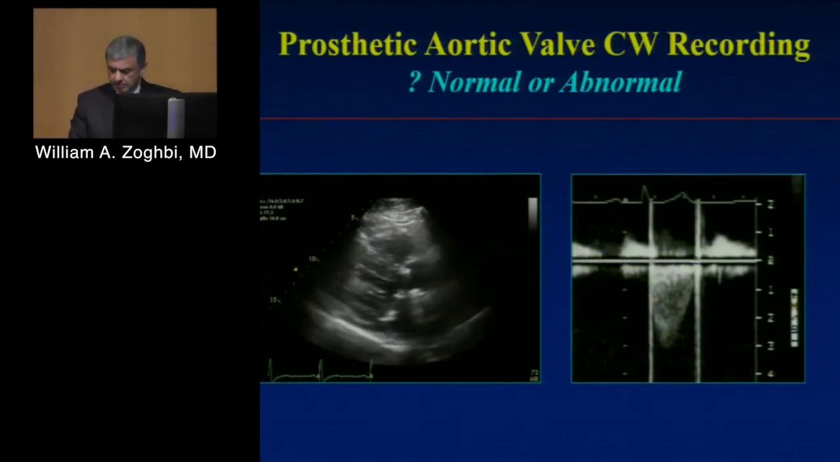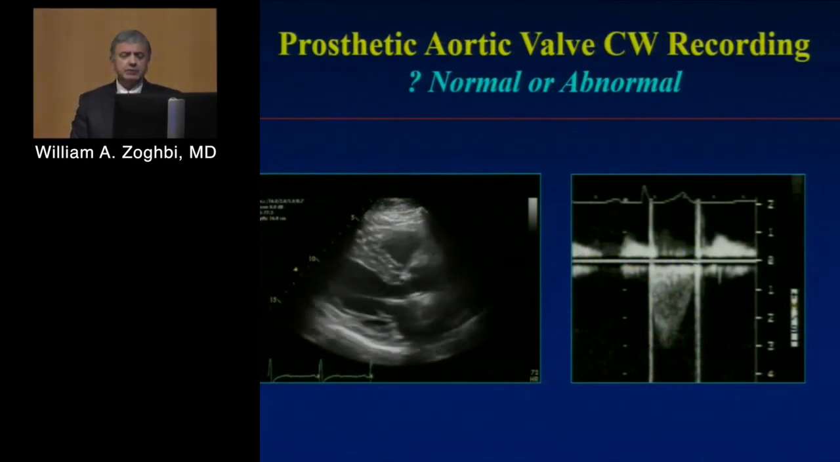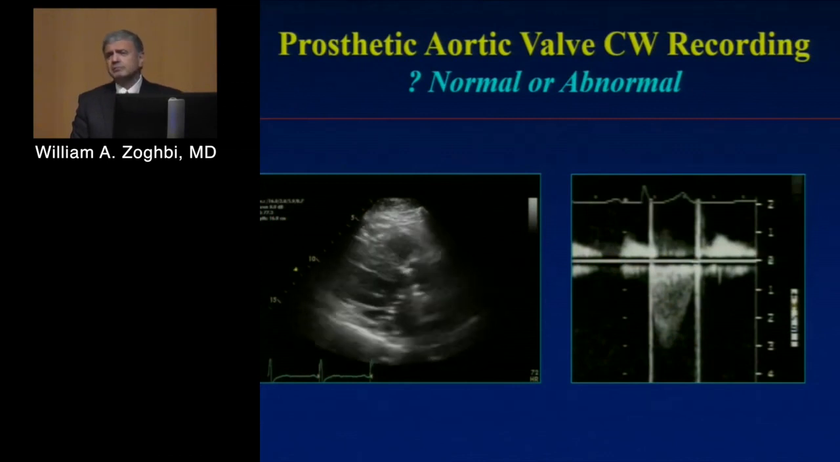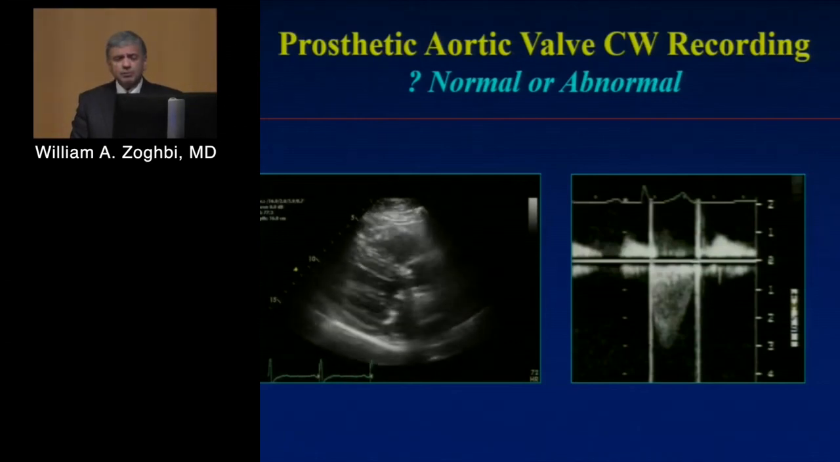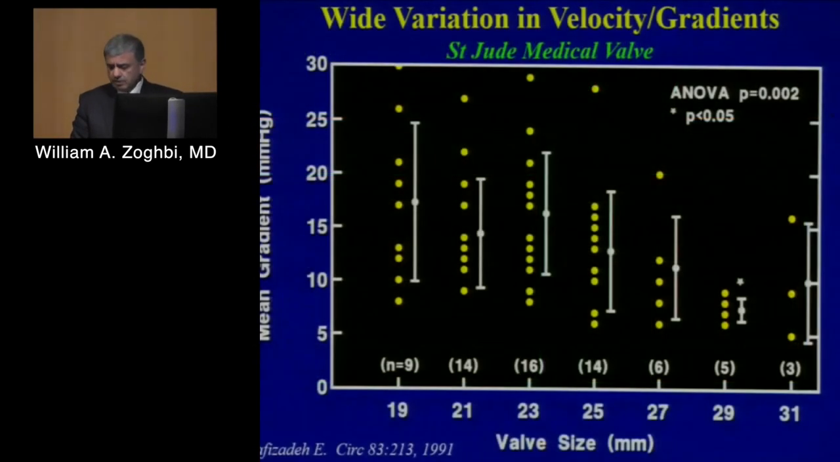Well, take a look at this. This is a mechanical prosthesis in the aortic position, and this is not infrequent. You see, above 2 meters per second jet, maybe 3 usually. And is this normal or is this abnormal? That always is a question.